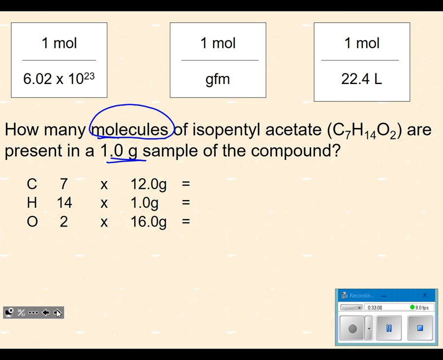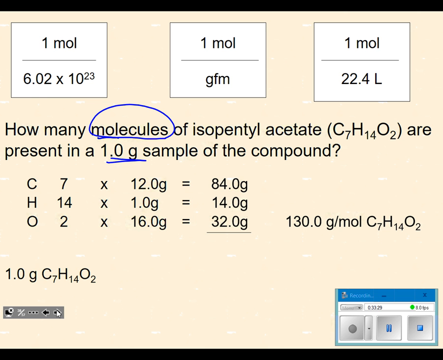Multiply. 7 times 12 gives me 84.0 grams. 14 times 1 gives me 14.0 grams. And 2 times 16 gives me 32.0 grams. Then I'm going to find the sum of that, which gives me 130.0 grams per mole for my isopentyl acetate. So I start with those grams, the 1.0 grams of what I was given.